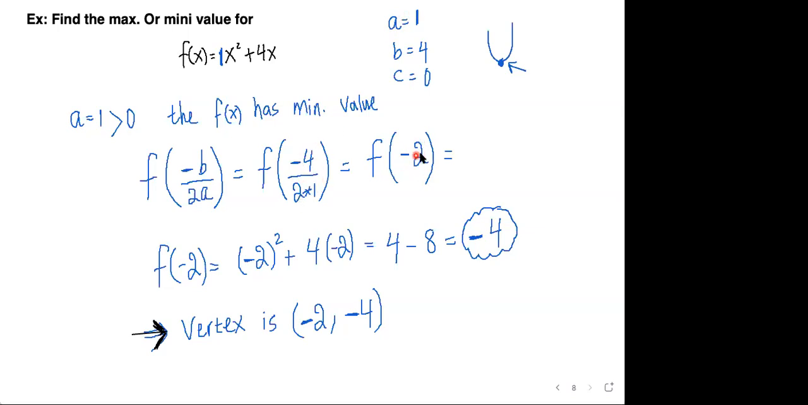And then when you plug in x in the function, you find the corresponding y value of the vertex. So it's just a little technique to find the minimum or the maximum right away. It's a good technique to remember, I think.